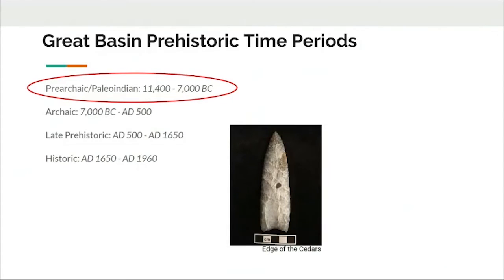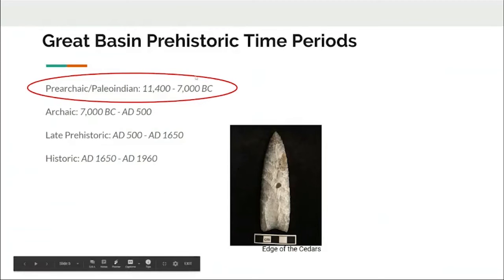Archaeological evidence from the Prearchaic is mostly represented through stone tools, as other materials do not preserve well in that span of time. And here we have a Clovis point, which is indicative of the Clovis culture. This one here was actually found in Utah and is currently housed at the Edge of the Cedars State Park Museum.